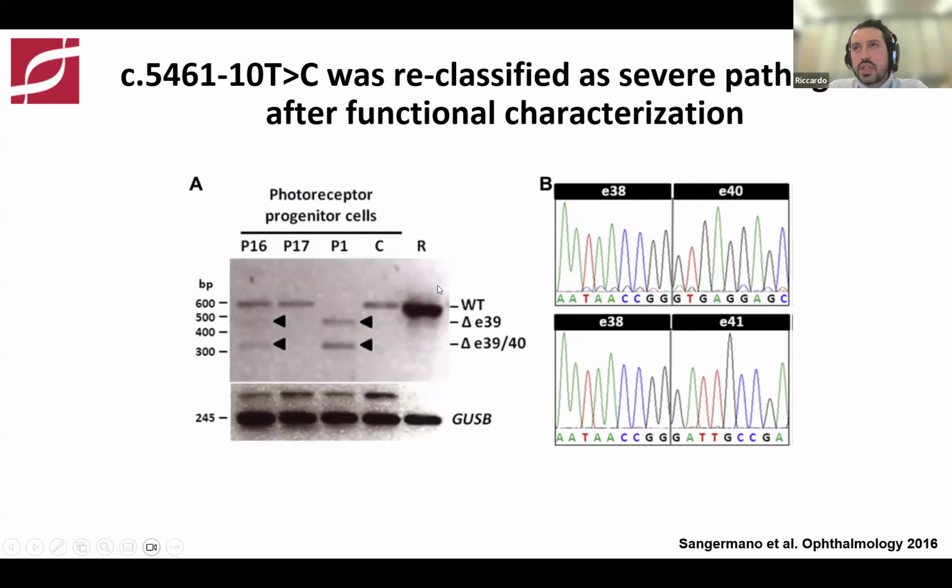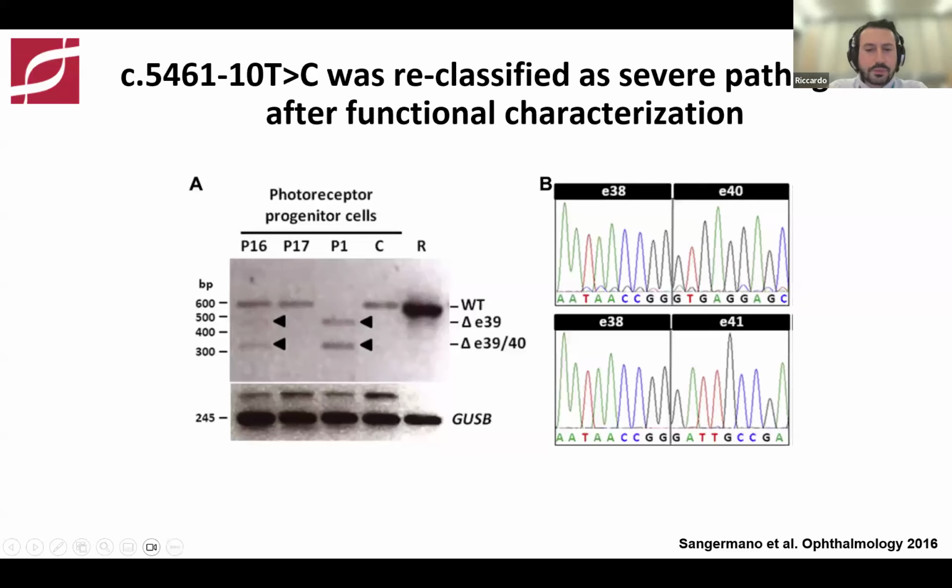And the way I did that was a combination of studying directly patient material, like patient-derived cells, and performing RT-PCR on their transcript. If you do that, you will see that the variant is not benign, but actually causes exon skipping, in particular exon skipping of exon 39, but also exon skipping of exon 39 and 40.